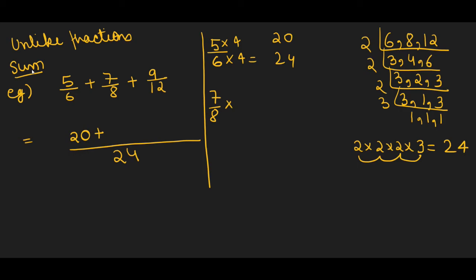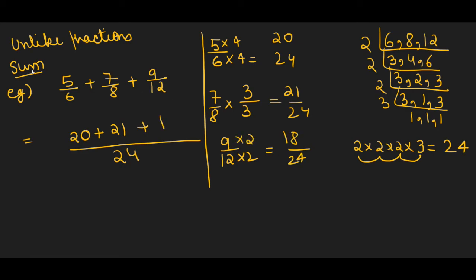So 7 upon 8. So 8 into 3 is 24. And 7 into 3 is 21. So we'll write 21 here. Now 12 into 2. 9 upon 12 into 2 will be equal to 24, and 9 into 2 will be 18, and we will write 18 here. So now we will add these three and we will get the answer as 59 upon 24.